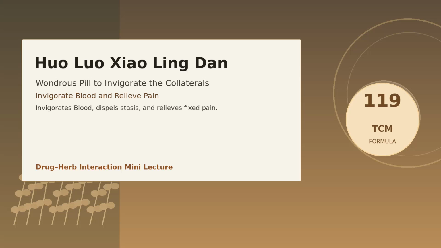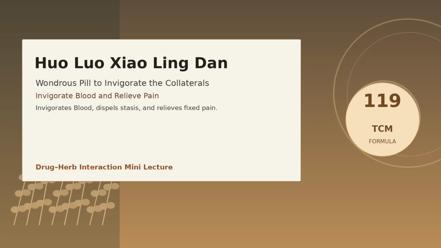Xiao Ling, commonly translated as wondrous pill to invigorate the collaterals, is a classical traditional Chinese medicine formula in the category invigorate blood and relieve pain. Its core action is to invigorate blood, dispel stasis, and relieve fixed pain. The pattern framework is blood stasis obstructing the channels and collaterals.